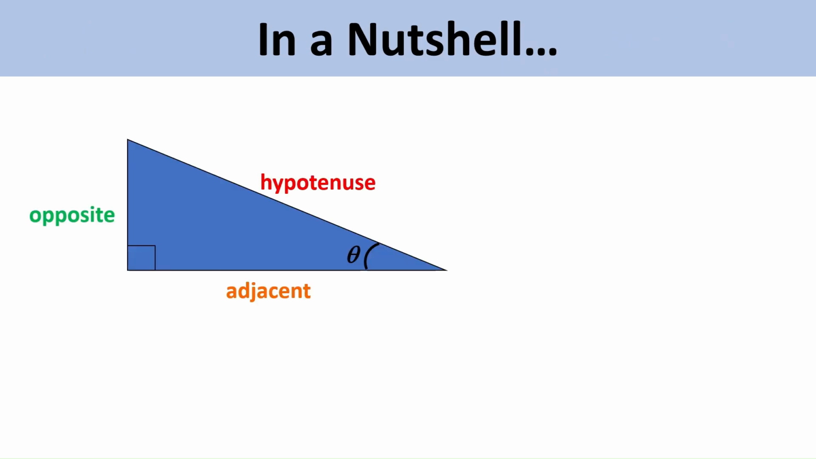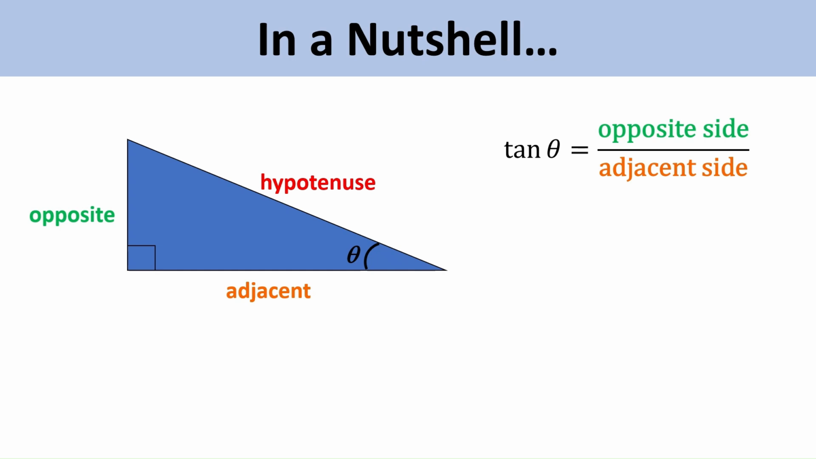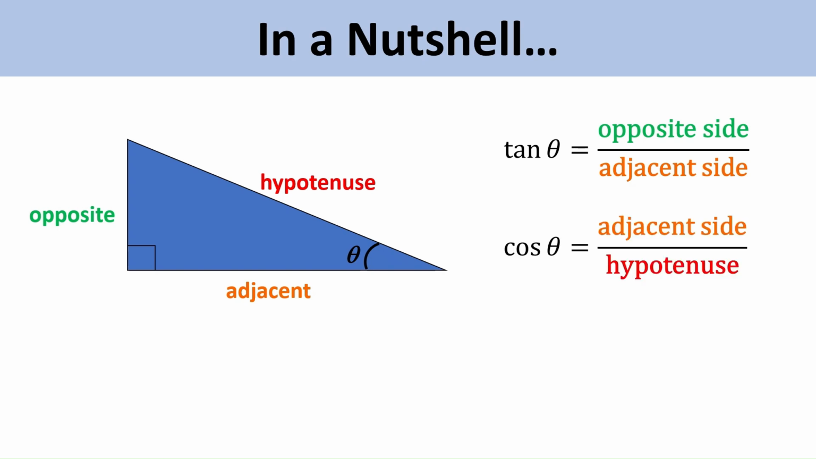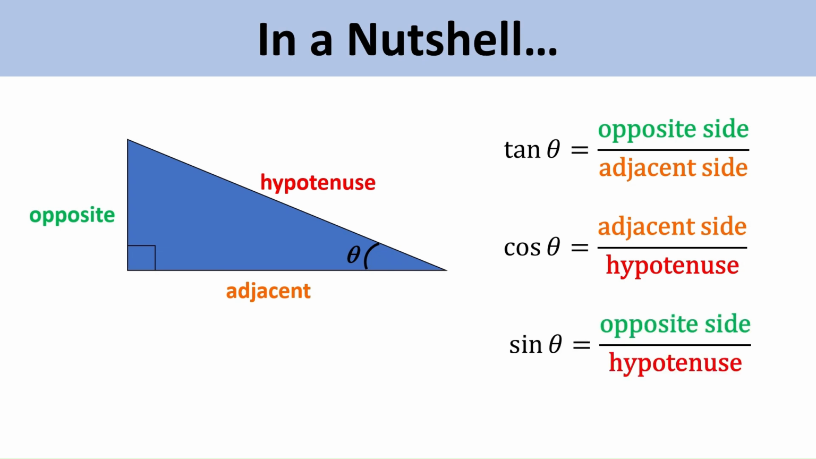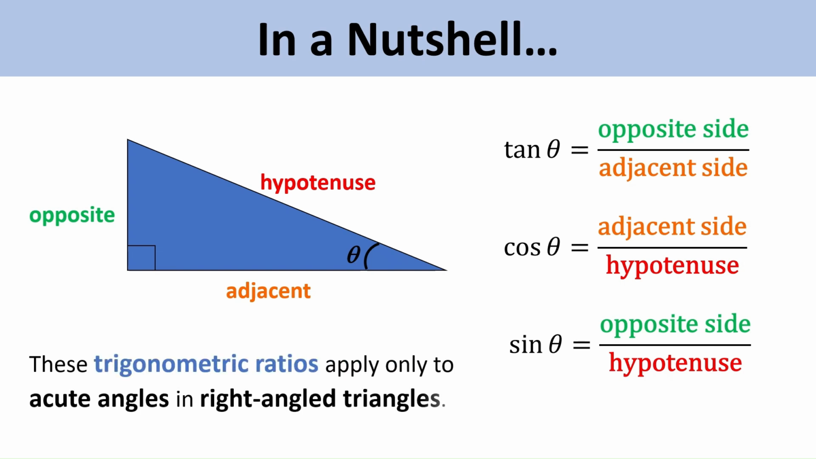In a nutshell, for any right-angled triangle, the tangent ratio is the ratio of the length of the opposite side to the length of the adjacent side. The cosine ratio is the ratio of the length of the adjacent side to the length of the hypotenuse. And the sine ratio is the ratio of the length of the opposite side to the length of the hypotenuse. Do note that these trigonometric ratios apply only to acute angles in right-angled triangles.